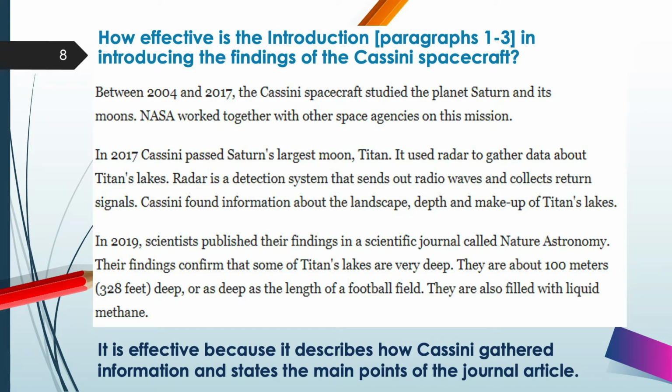It used radar to gather data about Titan's lakes. Radar is a detection system that sends out radio waves and collects return signals. Cassini found information about the landscape, depth, and makeup of Titan's lakes. In 2019, scientists published their findings in a scientific journal called Nature Astronomy.